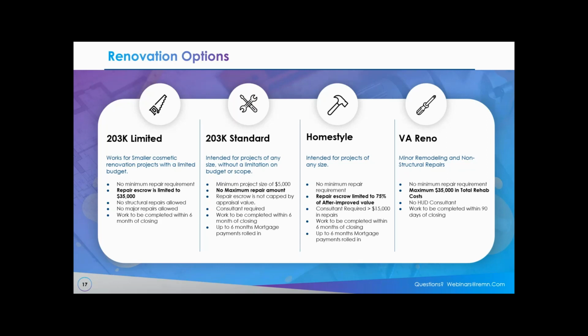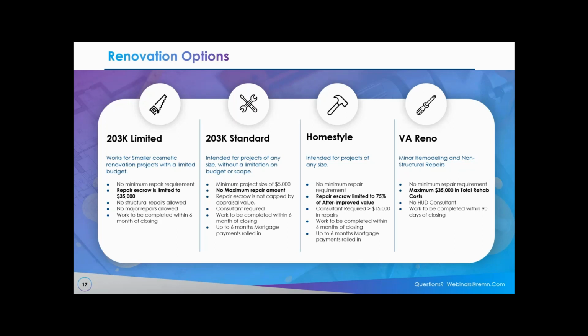There's really no loan limit, or I should say, repair limit that you have on a 203K. You can do $300,000 worth of work if the borrower wants. You just have to stay within the county loan limit for the area. Both of those require that the work be completed within 6 months of closing. Okay? And with the HomeStyle, it's the same.